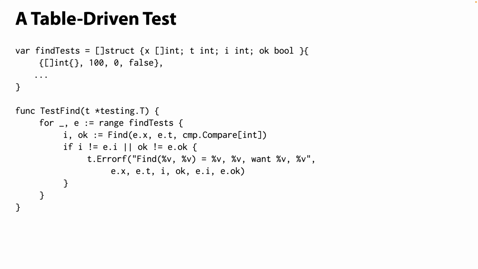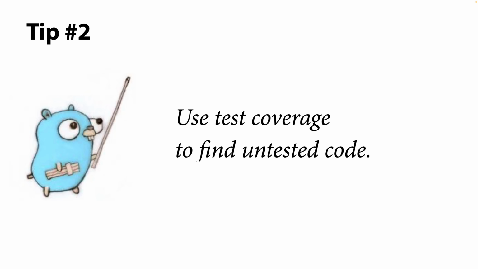It does raise one question though. What cases should we add? That takes us to the next tip. Tip number 2, use test coverage to find untested code. After all, tests can't catch bugs in code they don't run.